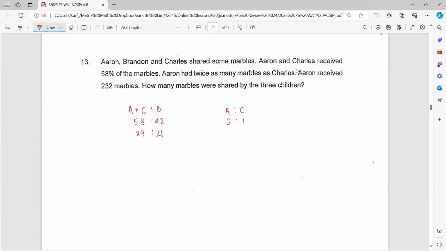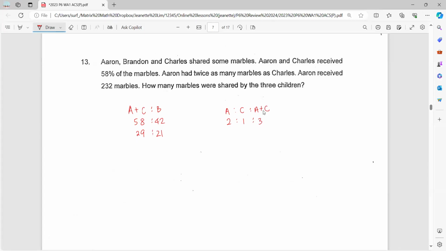Then we have to find a common base. Every time you have more than one set of ratio, you need to find a common base. So what's the common base between these 2 ratios? It will be the total of A and C. So I have to add this. Please don't write total over here, but just write A plus C. Because if you write total, it means that you're adding A, B, and C. But no, we're just adding A and C here.